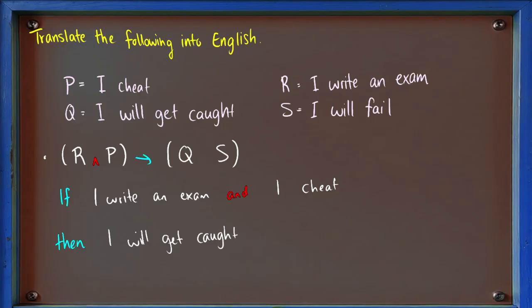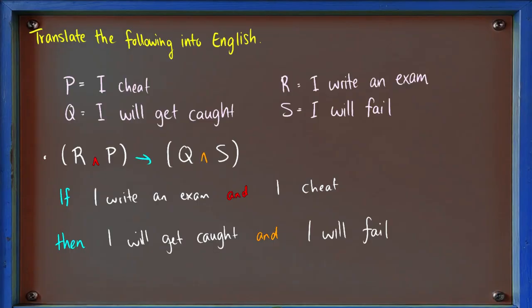Then this "and," which I'll just rewrite in orange, is also "and." Then what is S? S is "I will fail." So this well-formed formula, given the key above, translates into: if I write an exam and I cheat, then I will get caught and I will fail.